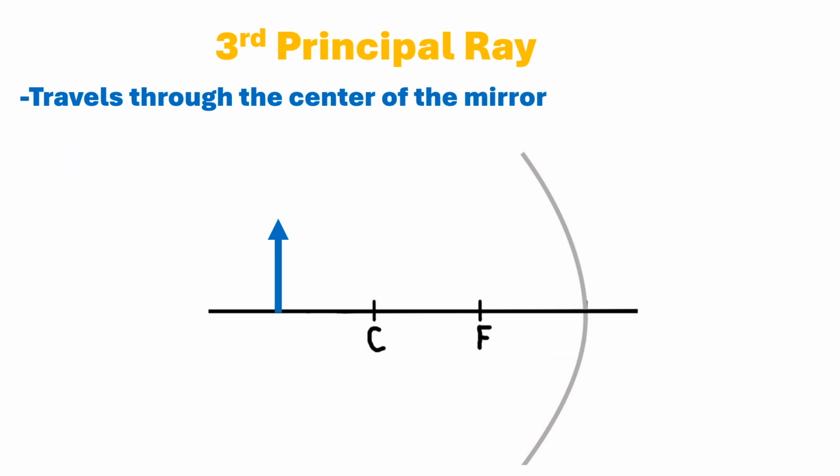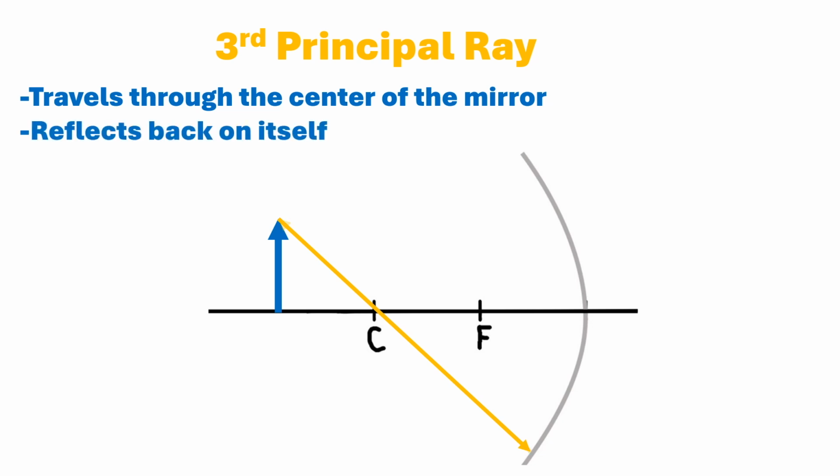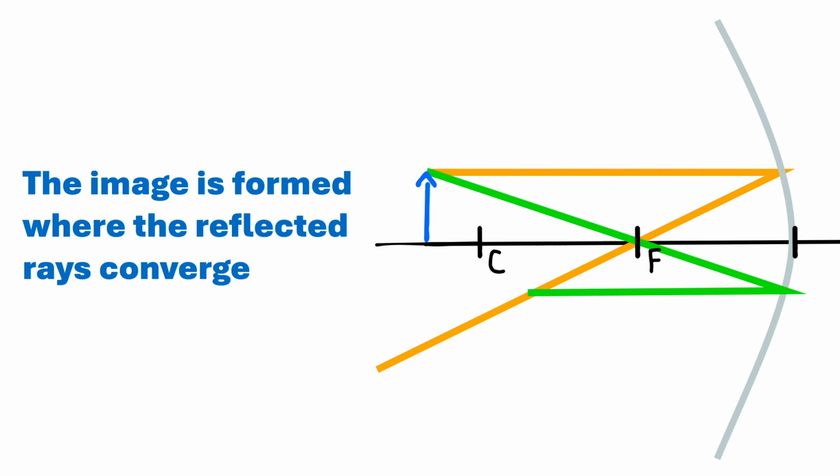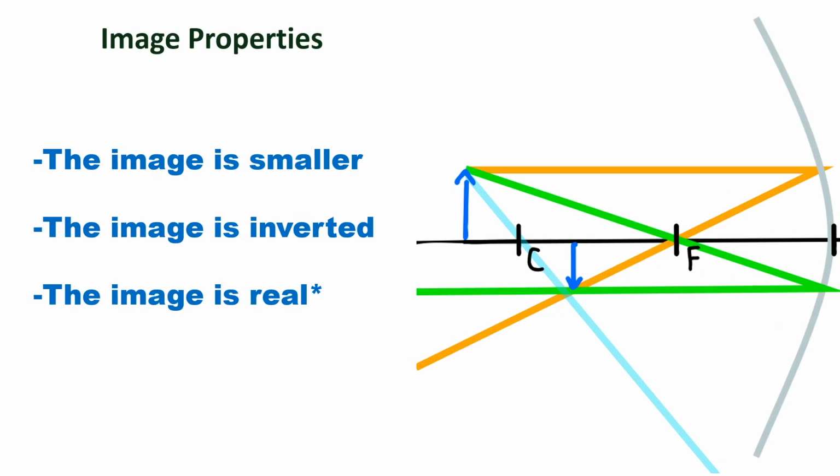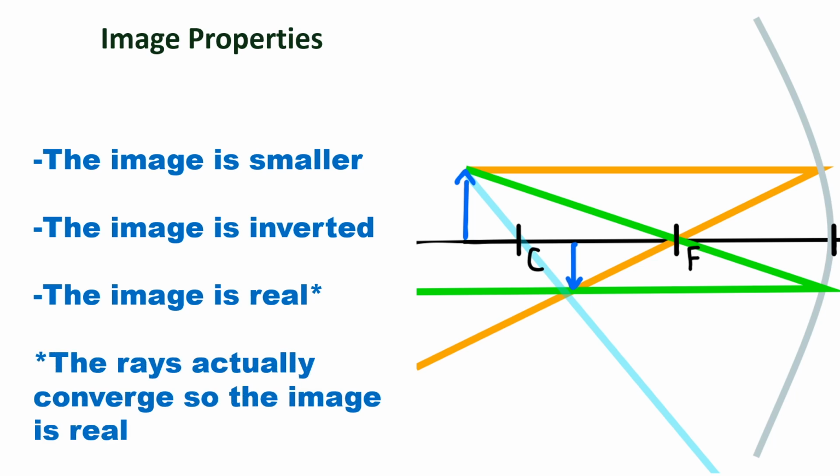Then there's the third principal ray. This one goes through the center of the mirror, and then it reflects back on itself through the center of the mirror again. Again, the image is going to be where the reflected rays converge. And here I'm looking at an object for a concave mirror placed beyond the center of curvature. In this case, the image is going to be real, since the reflected rays actually do converge outside the mirror. But now the image is also inverted, since it faces upside down.